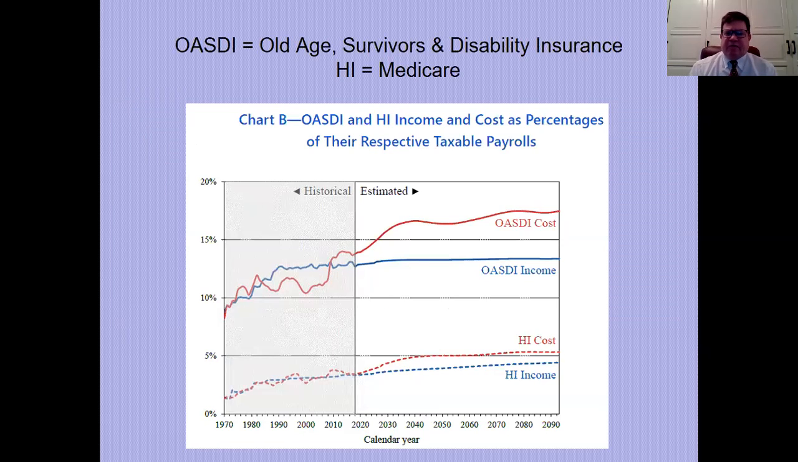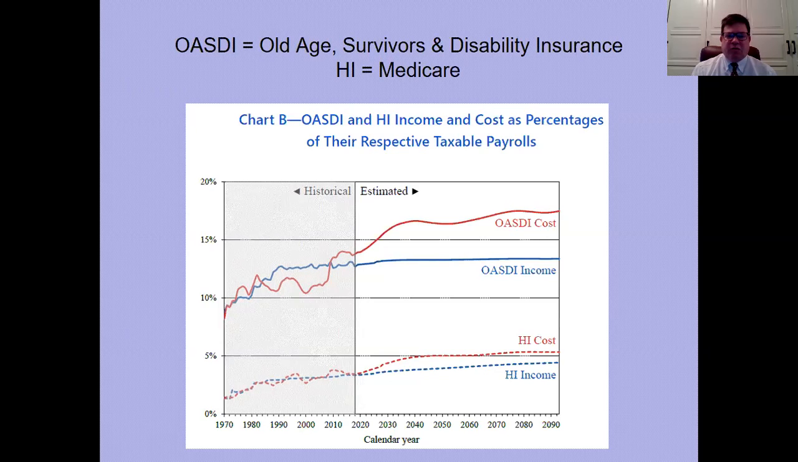Now, let's step back for a second and talk a little bit about some of the problems that we have with the budget, particularly with these mandatory costs, which we can't really change. Two of the big programs that we're looking at here are Social Security and Medicare. If you take a look at this here, OASDI is old age, survivors, and disability insurance, and HI here is Medicare.